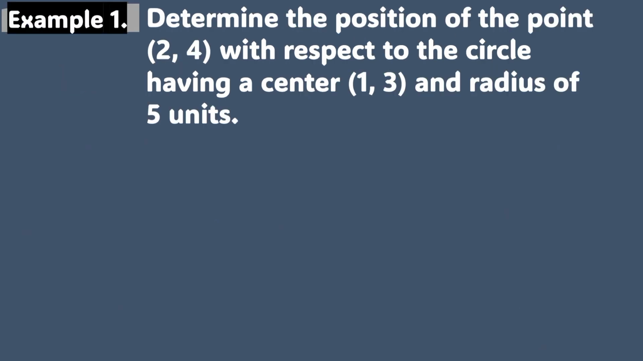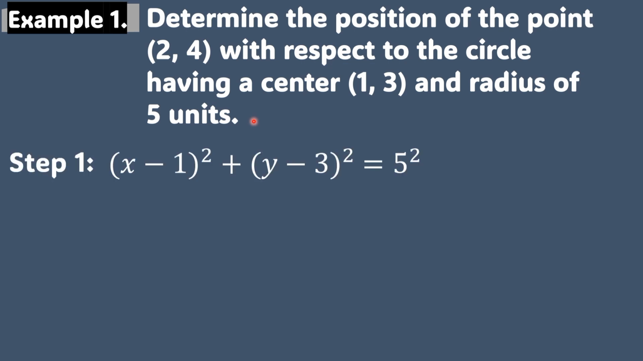Example 1. Determine the position of the point (2, 4) with respect to the circle having a center (1, 3) and radius of 5 units. Step 1. Write the equation of the circle. Substitute the h, k, which is 1, 3 respectively, and the square of 5.